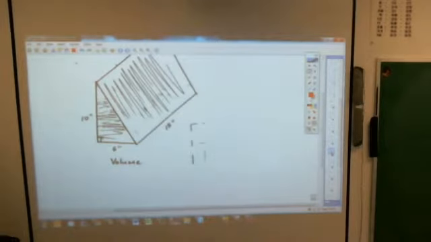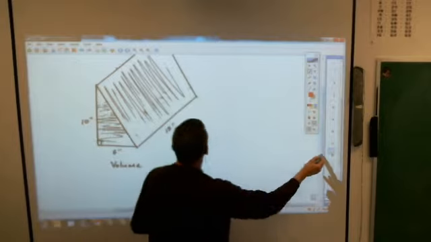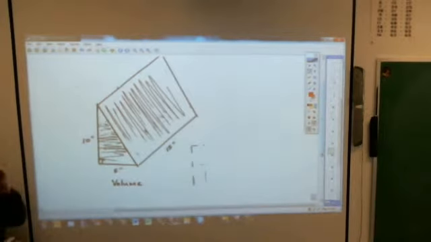This one, Mr. Triangular Prism. Somebody tell me how you would do that.